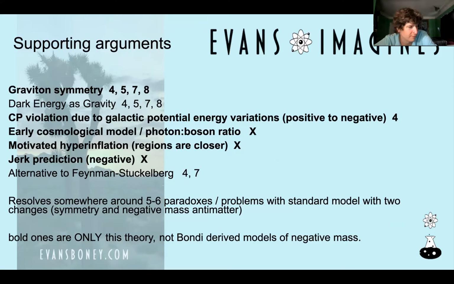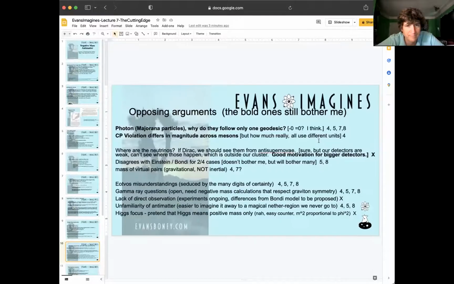So I think that supporting arguments for my theory are greater than for the Bondi derived theories. You can see on the list of supporting arguments, the bold ones are the ones that are just for my version of it. A lot of them are graviton related, CP model, or the meson thing, early cosmological model, photon to boson ratio. Oh man, how many times did I put this in here? Sorry guys, I have to fix it every time. Just hate to see this.